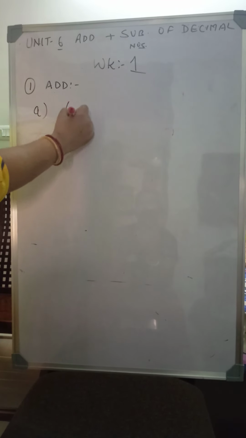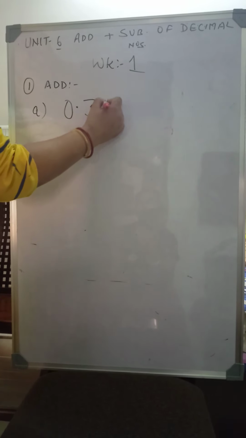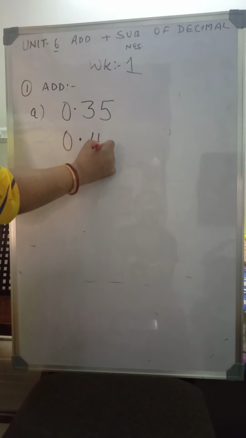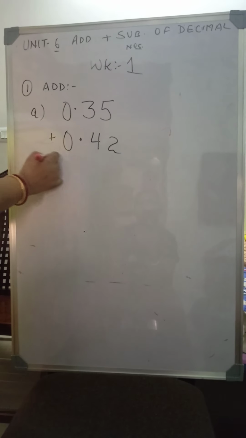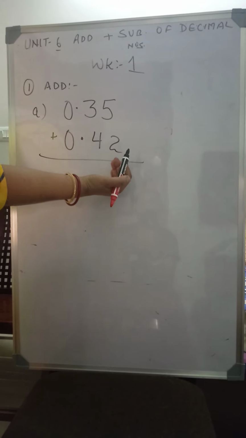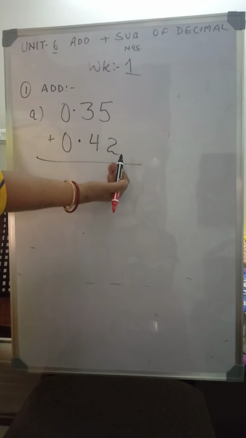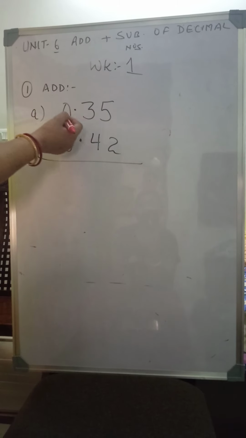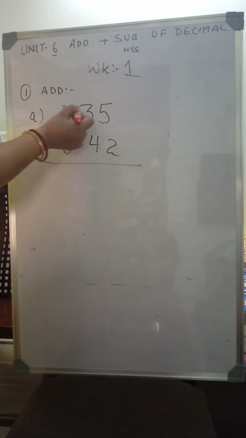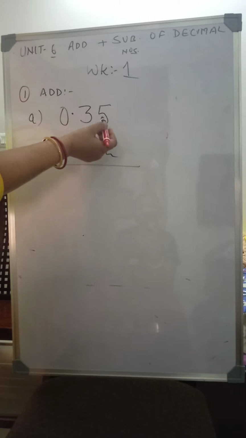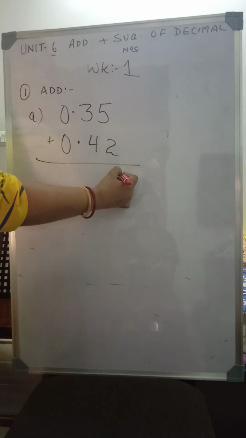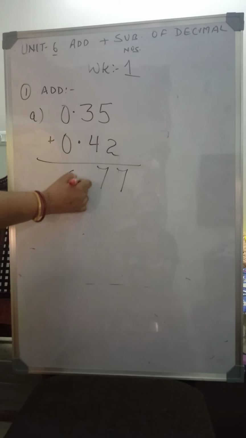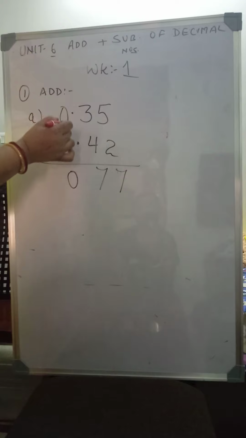A. 0. Here the numbers are arranged in a column. 0.42. Now let's do the addition. We will start from the right hand side and follow the same rule as we do for the addition of whole numbers. Just forget about the decimal point. It is 035042. So start to add. 5 plus 2, it is 7. 3 plus 4, it is 7. 0 plus 0, 0.